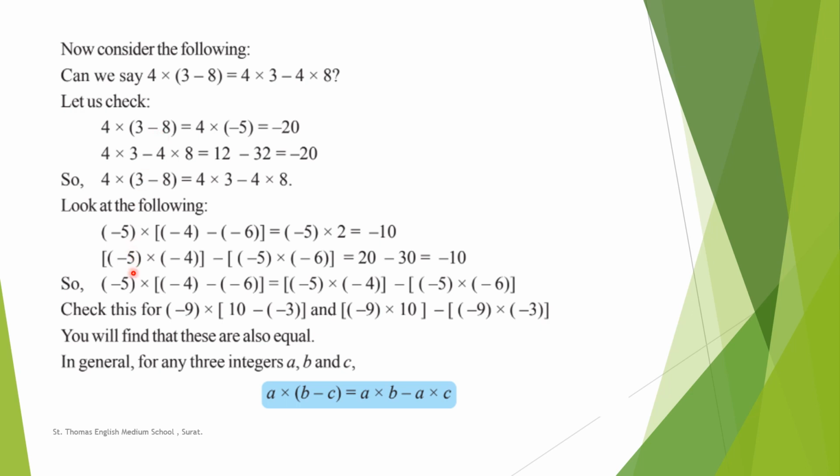Clear? So in the case of addition and in the case of subtraction, the distributive property of multiplication for integers holds true. So in general, for any three integers a, b and c, we can say a multiplied by (b minus c) is the same as a multiplied by b minus a multiplied by c. So both in the case of addition and subtraction, distributivity of multiplication for integers is true. Clear?